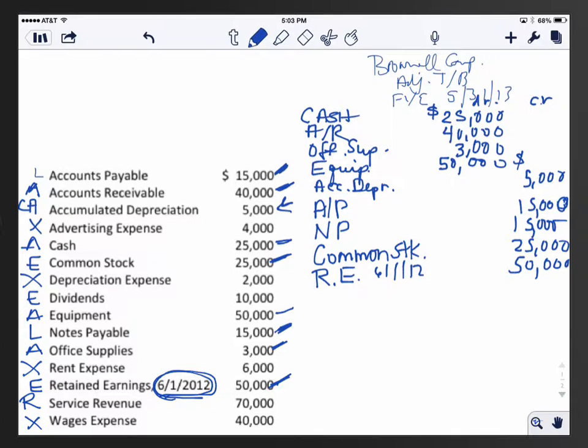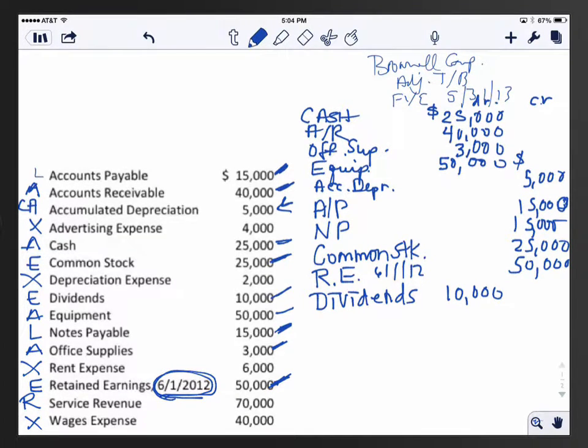What else do we need? Everything that's left is something that eventually ends up in equity. All right, something that affects retained earnings. The first thing is dividends. Remember, dividends have no effect on net income, but they do have an effect on retained earnings. Dividends, where are our dividends? $10,000. Think about this. What do dividends do to retained earnings? What do they do to equity? They decrease equity. Well, equity normally has a credit balance, so to decrease it, we're going to have to debit it. So the normal balance of dividends is a debit balance.